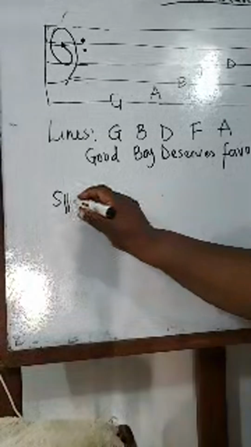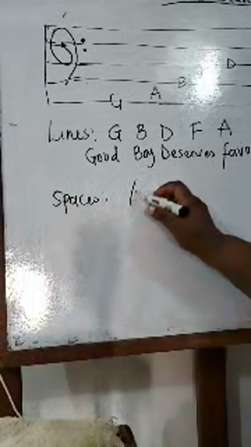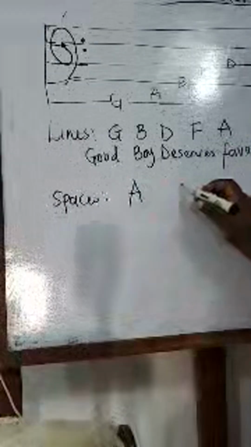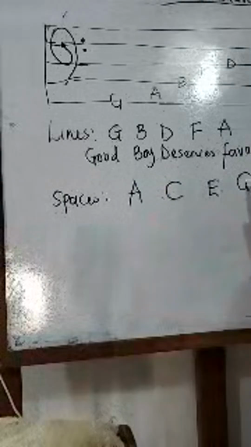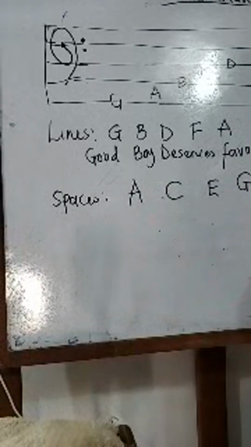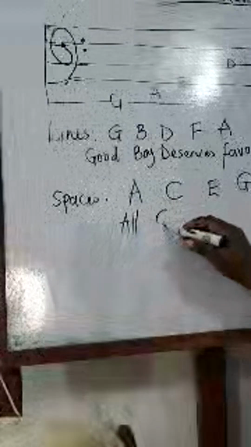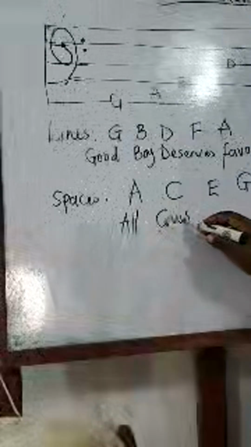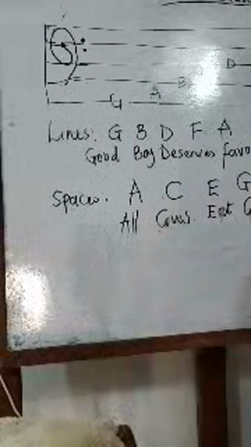Then for the spaces, we have line 1, A, C, E, G. Now we can say all cows eat well.